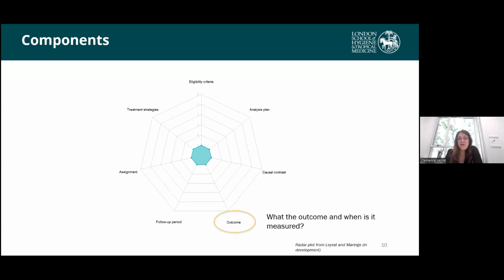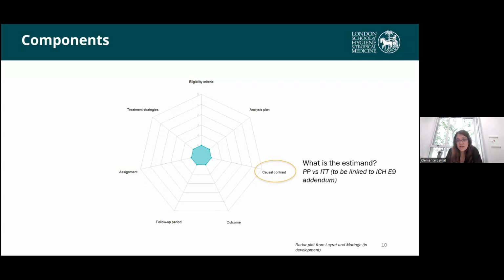Of course, we need to define the outcome, so what it is and when it is measured. The causal contrast. Often people talk about per protocol and ITT analysis, but actually we'll see that we can link that better to the estimand framework, and there are additional components to the estimand that are not really captured by this per protocol versus ITT analysis.